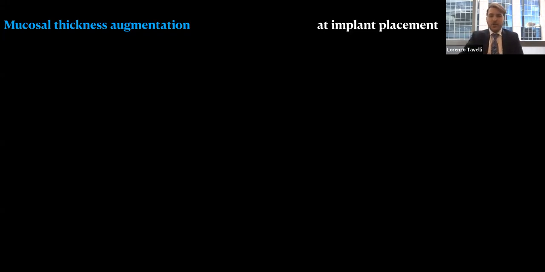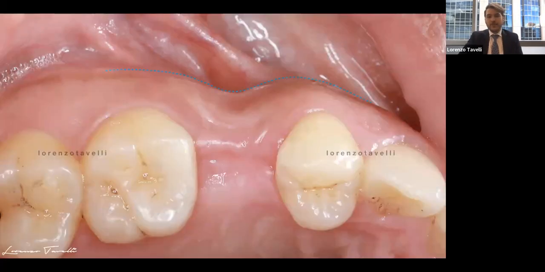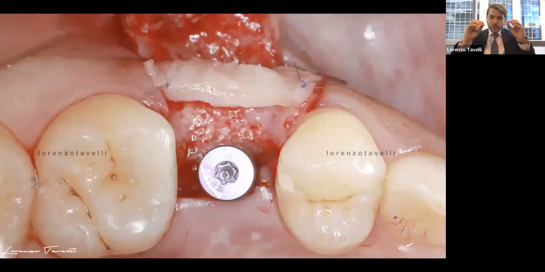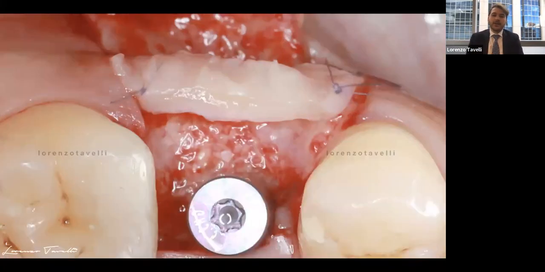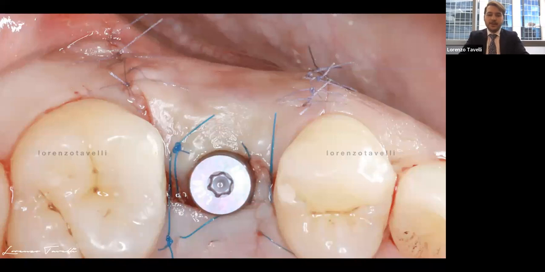Mucosal thickness augmentation can be performed at different time points. It can be performed at the time of implant placement. This is a recent case that I did a few weeks ago, in which I opened 2 verticals here to secure my connective tissue graft, at the same time as implant placement, to correct this discrepancy in the buccal ridge. And this is how I close. I will probably show you the follow-up during our question and answer session.